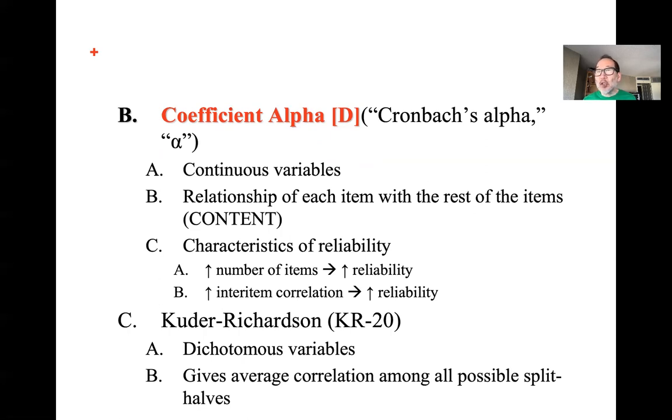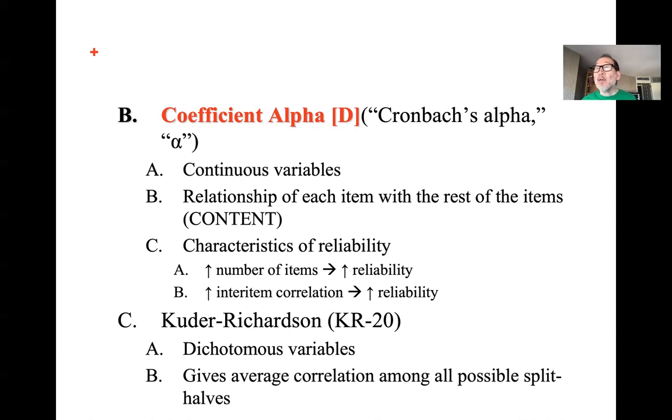First of all, the relationship of each item with the rest of the items. So you can see the correlation between item 1 with 2, 1 with 3, 1 with 4. And then you can see also the relationship of each item with the total score. So 1 with the total, 2 with the total, and 3 on. So you can see all kinds of permutations of item intercorrelations.